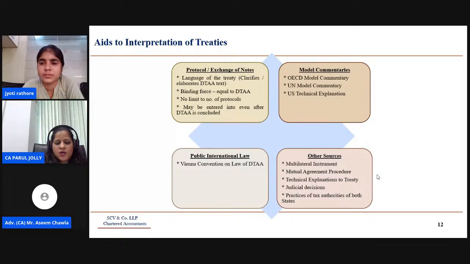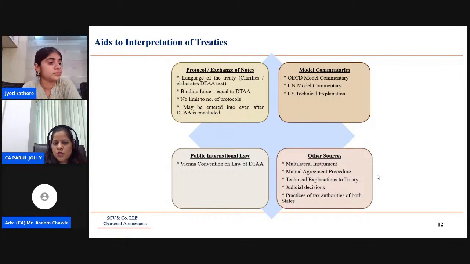Later, some countries go a step further, and in conjunction with the Vienna Convention, they rely on supplementary means of interpretation like the OECD model commentary, UN model commentary, and US technical explanation. So, what is the OECD model commentary? What is the UN model commentary? And what is the difference? We will cover it a little later.